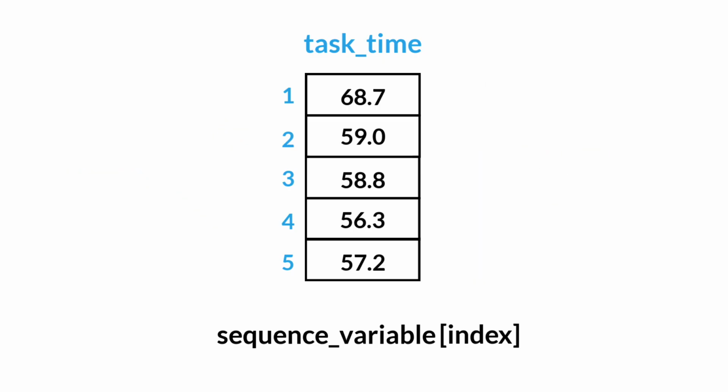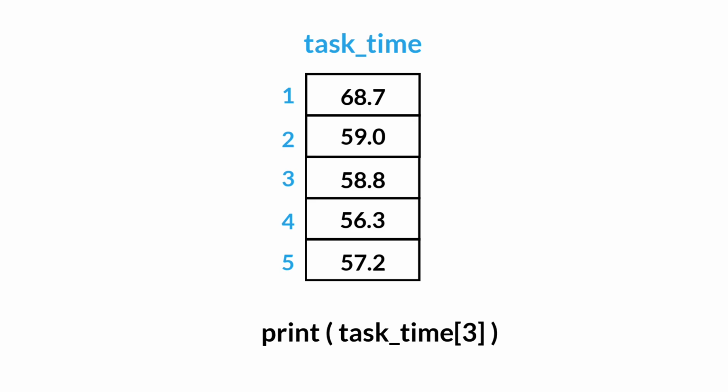For example, if we wanted to output the value at the location indexed by 3, we could use a statement like print, task time, opening square bracket, 3, closing square bracket. This statement will output the contents of the location in task time that is indexed by 3, which is 58.8.